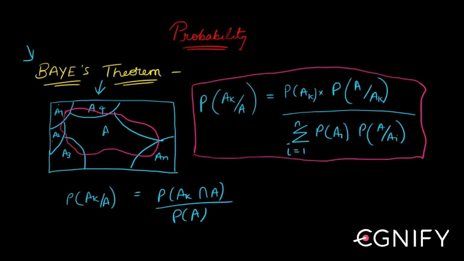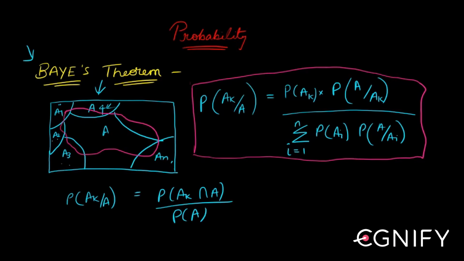events A1, A2, A3, A4, so on up to AN, which are all mutually exclusive and exhaustive, right? So all of them are disjoint with each other. So if A1 happens, none of A2, A3, A4 or anything other than A1 can happen. If A4 happens, anything other than A4 can't happen, right? They're all mutually disjoint, and they make up your entire sample space.